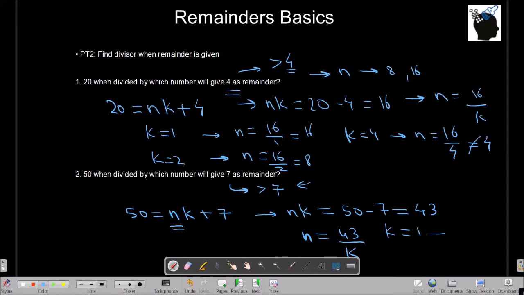So let's put k is equal to 1. So we'll get n as 43 by 1 or nothing but 43. That means our answer is the divisor should be 43. Let's try next problem type.